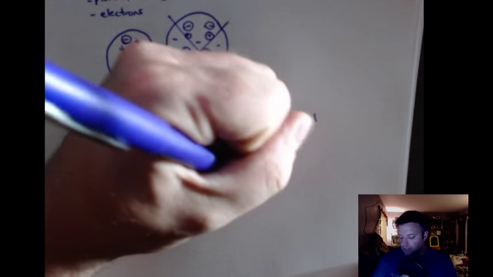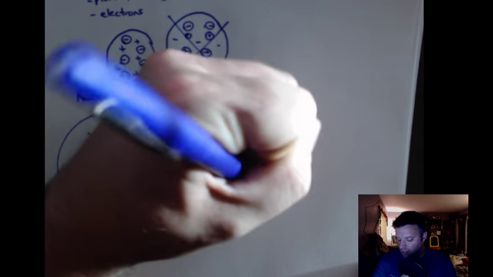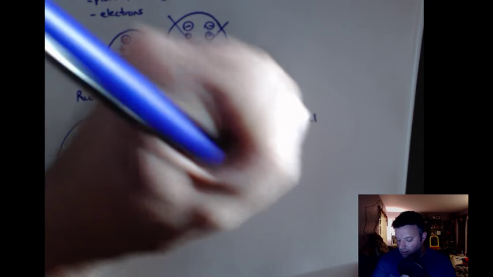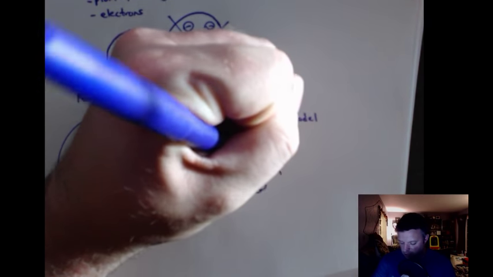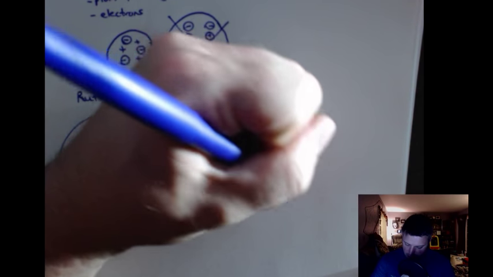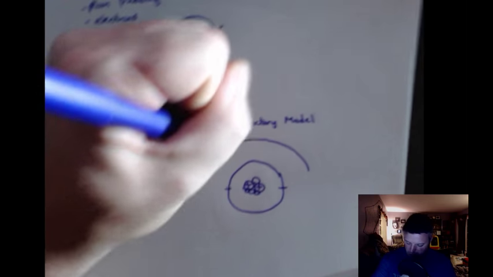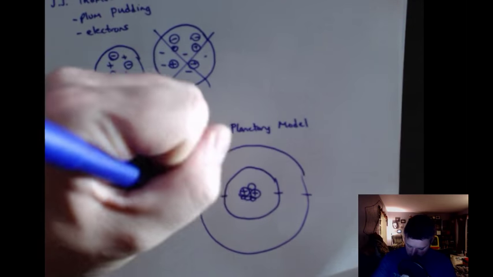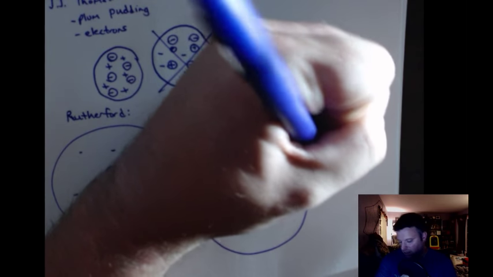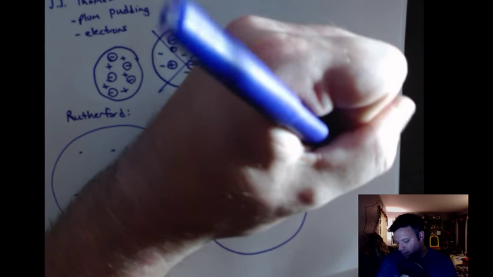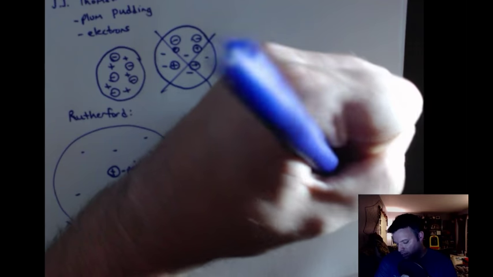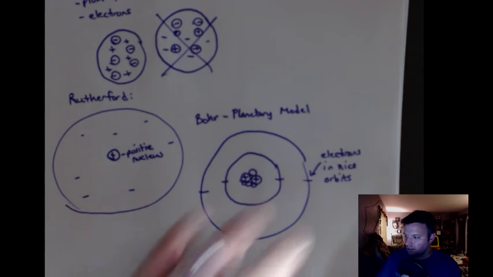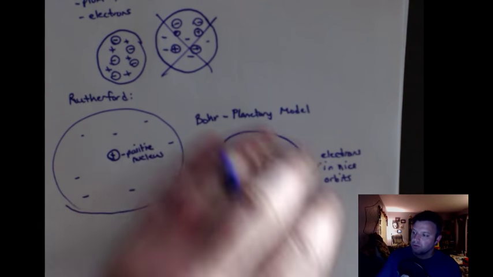So Bohr said that, okay, you have the neutrons and the protons in the center, but then you have the electrons in these nice, predictable orbits around the outside.